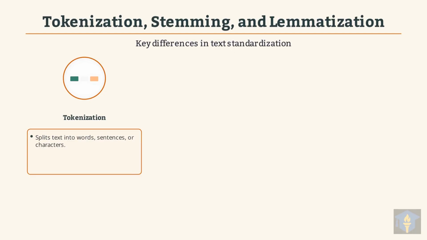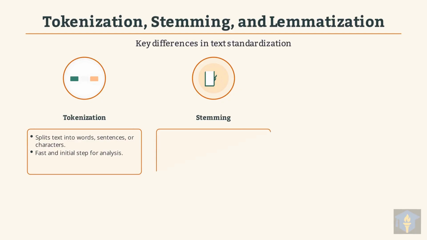Stemming is generally a simpler and much faster process, making it efficient for large datasets. It works by removing prefixes or suffixes from words based on a set of predefined heuristic rules. Remember, a characteristic of stemming is that its output might not always be a real, grammatically correct word. For example, the word running would be reduced to run through the stemming process.